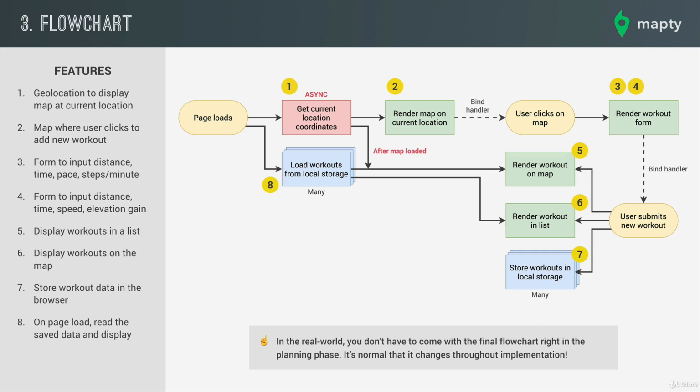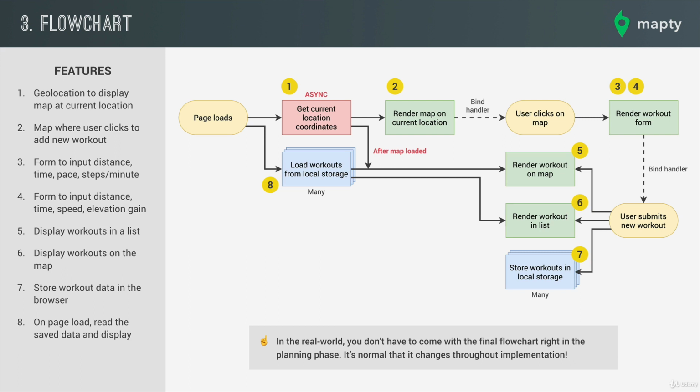Then whenever the page loads, as we see here on the left side of the flowchart, we get all of the workouts from local storage and render them on the map and on the list. And of course, that can only happen after the current location has been fetched and the map has been displayed. And so that's essentially what async means. That red box up there means that it is an operation that takes some time, and only after it's completed can the rest of the operations that depend on it be executed.